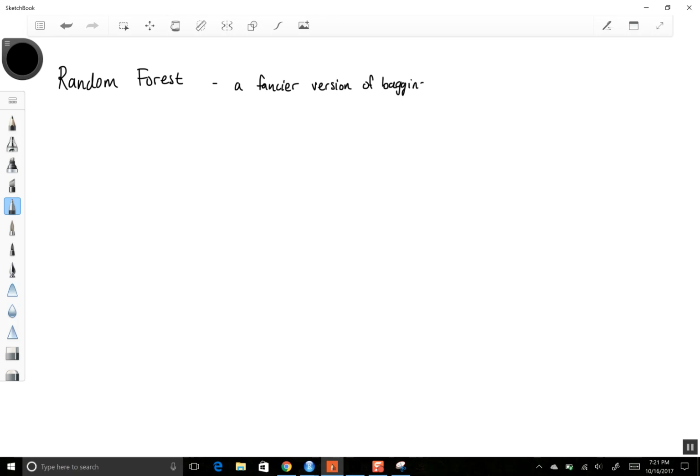All right, so how does random forest work? Same idea first. We bootstrap our data. Okay, we bootstrap our data. So let's say we get 100 different bootstrap samples.